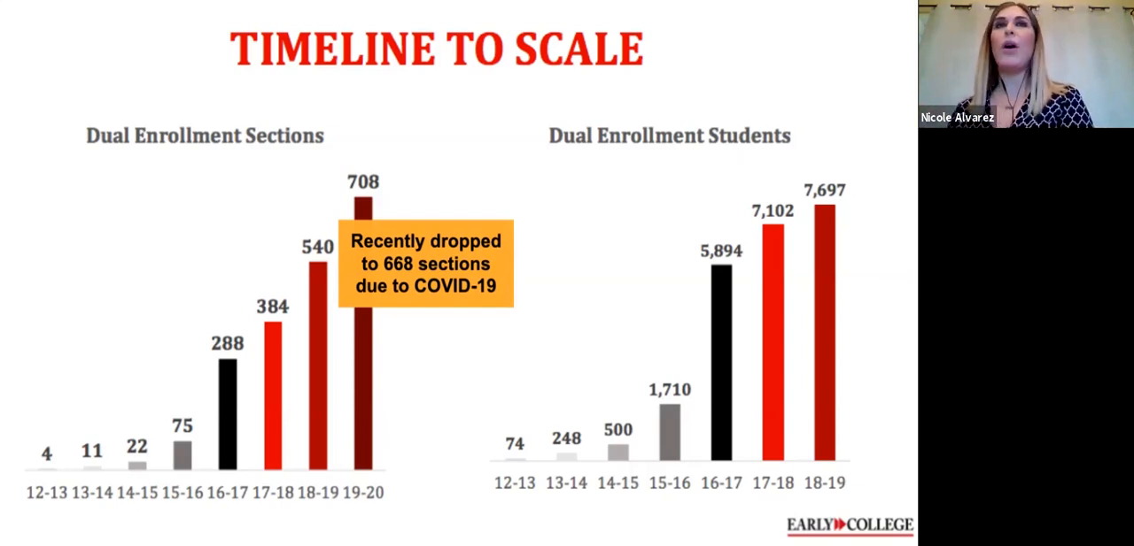Oh, and also on this slide, really quick, it's important to note with what's going on right now with COVID-19, we did lose 40 dual enrollment sections recently due to the inability to successfully meet the learning targets in an online format. So those sections that we lost are going to be classes like welding that you can't really teach online. So, okay, let's move to the next slide.